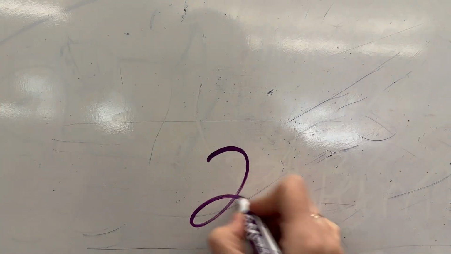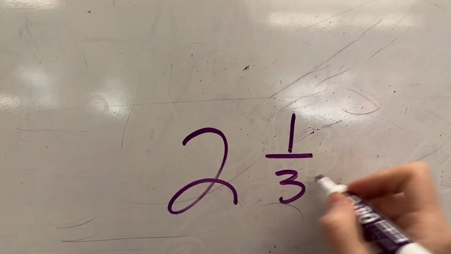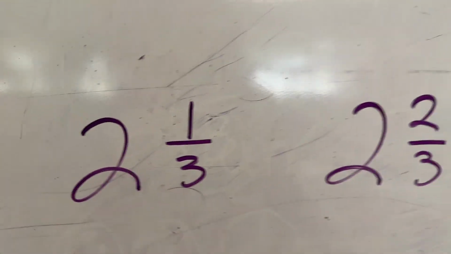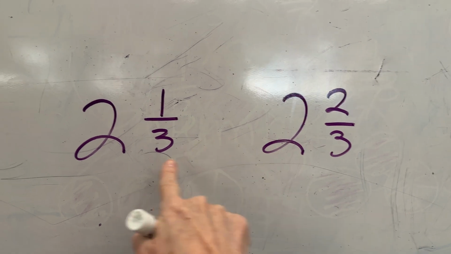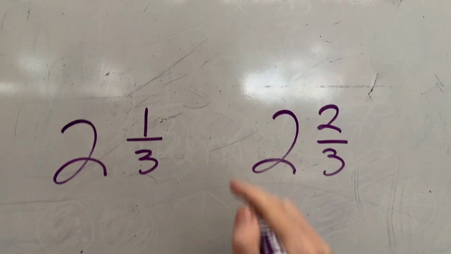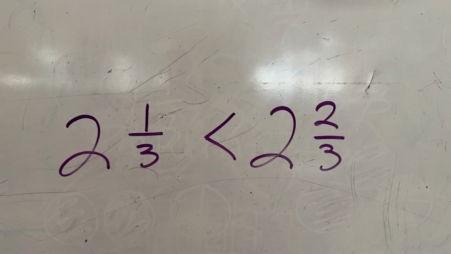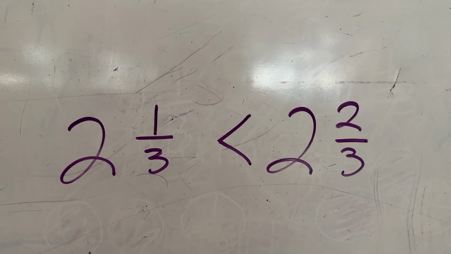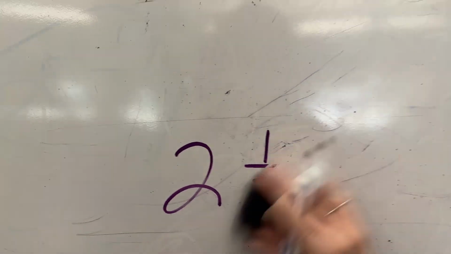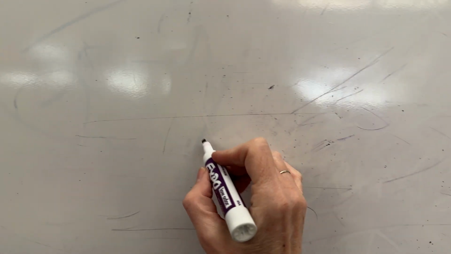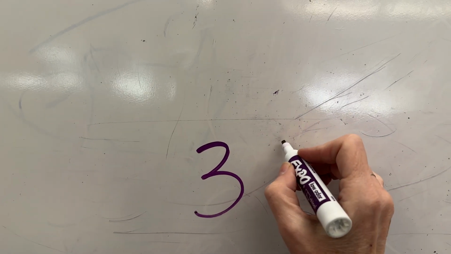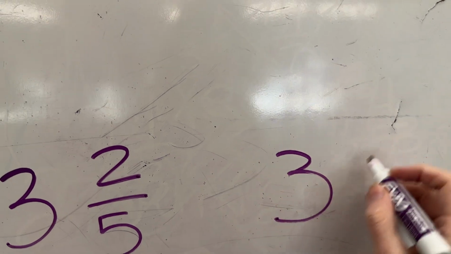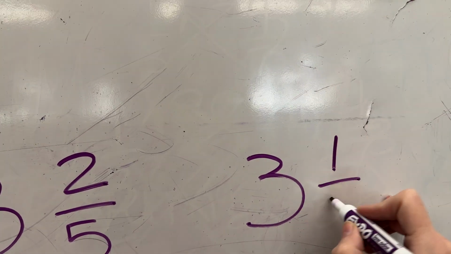If we have 2 1/3 and 2 2/3, we can simply use what we know about comparing fractions with common denominators and see that 2/3 is bigger than 1/3. So 2 1/3 is less than 2 2/3. But what about 3 2/5 compared to 3 1/4?